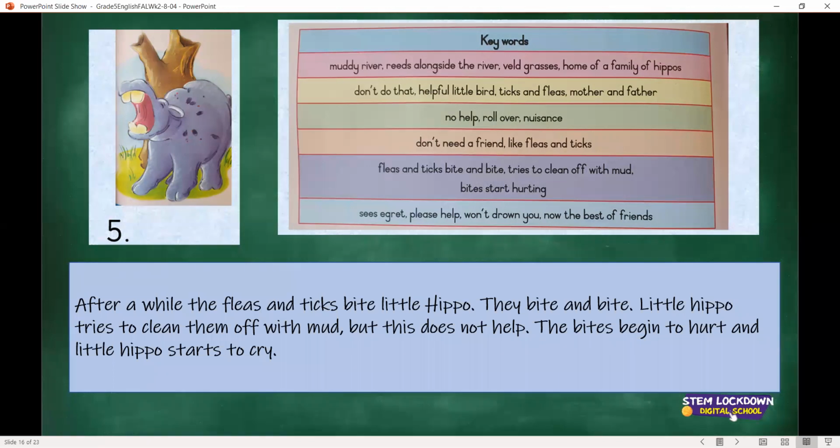So little Hippo tries to clean them off, but it doesn't help. So this is the effect of what he tries to do, the result. Okay, so the bites begin to hurt. So now I'm sharing how he's feeling. Little Hippo starts to cry. So now you know how he really is feeling, and I've expressed it to you in the story.